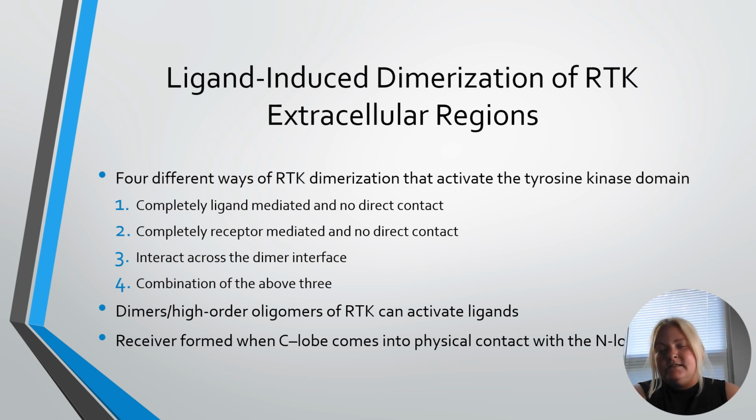In some cases, the dimer or higher-order oligomer forms of RTK can activate ligands on the ERBB family. The ERBB family is important to the cause of cancer. The receiver kinase is formed when the C lobe of one kinase domain in the dimer pair comes into physical contact with the N lobe of another kinase domain in the dimer pair.